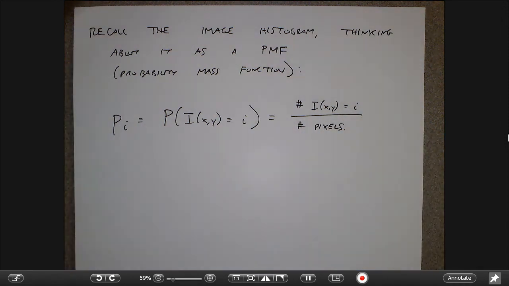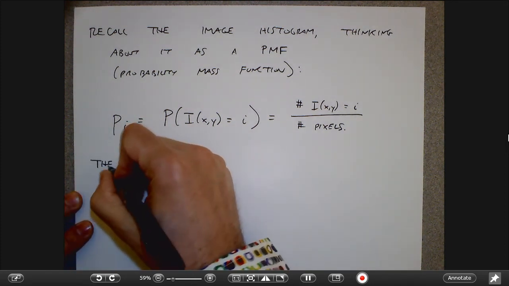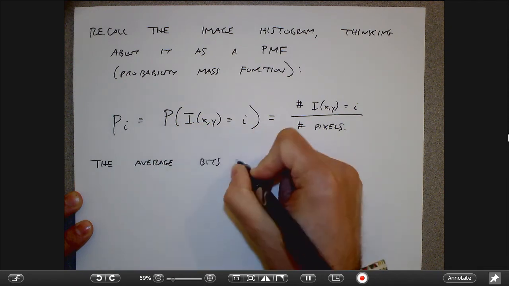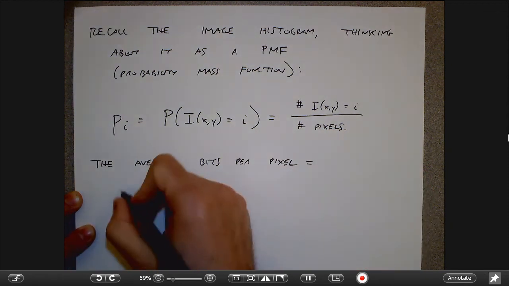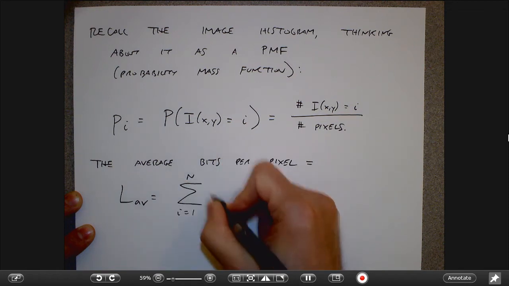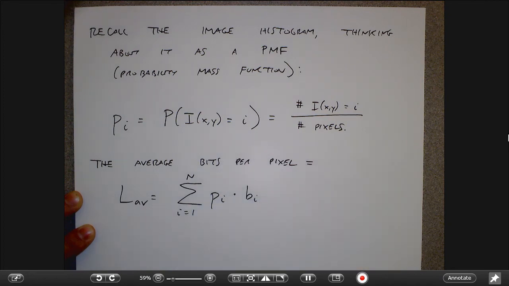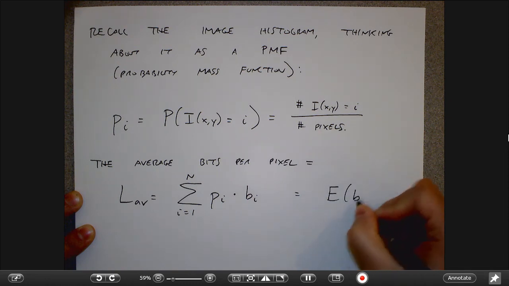And so I can talk about how many bits it takes me to represent this image on average by saying the average bits per pixel is equal to the sum over all my levels of the probability of that level times the number of bits b_i I use to store that, which is basically the expected value of the number of bits.